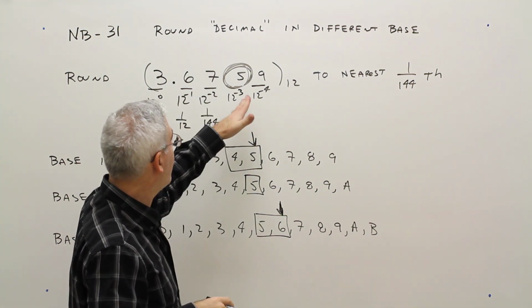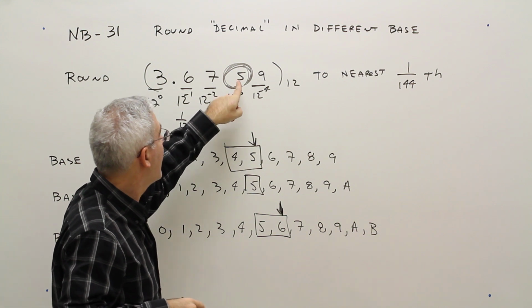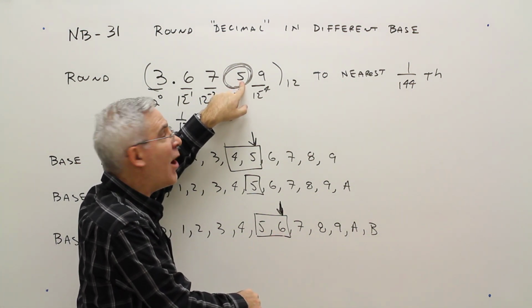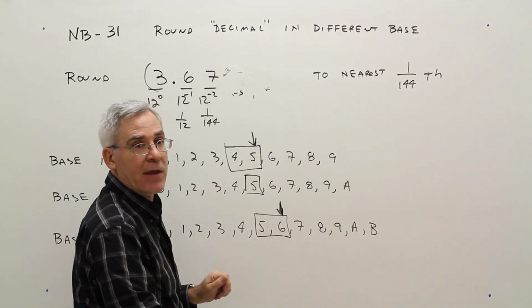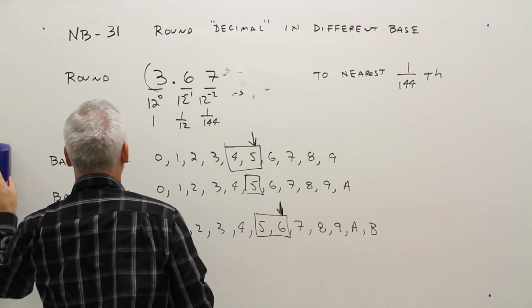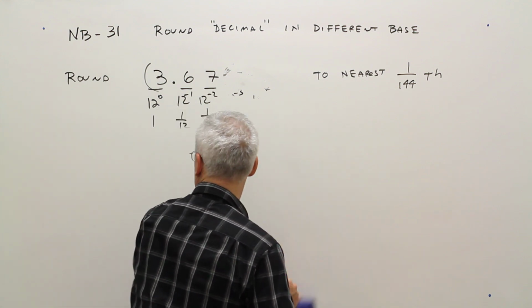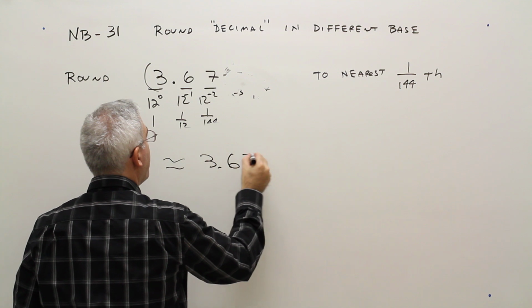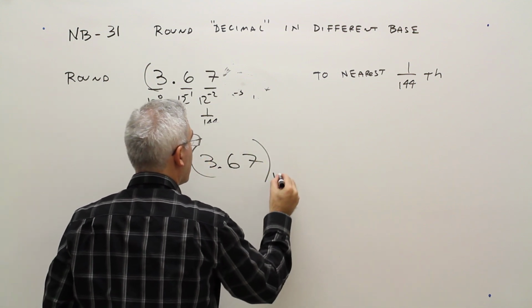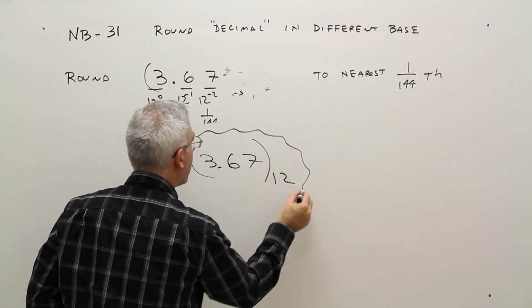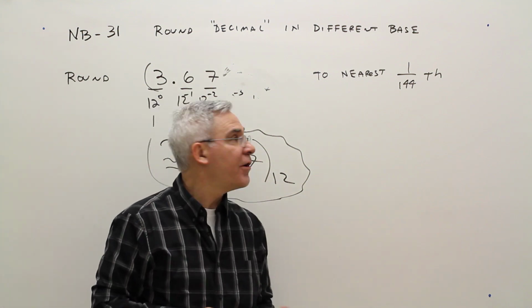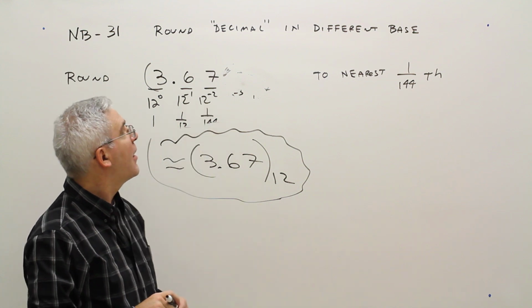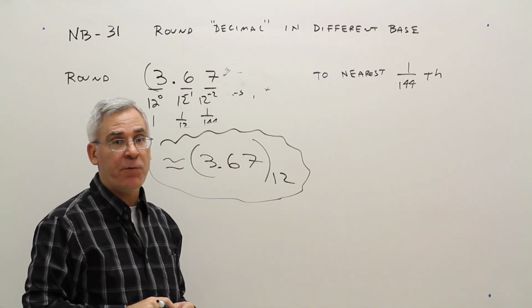So now I go back to my problem in base 12. Is this a 6 or above? The answer is no, so I just let it be. So my answer will be, it's approximately 3.67 in base 12, rounded to the nearest 1/144th. And there you have it, how to round a decimal in a different number base.